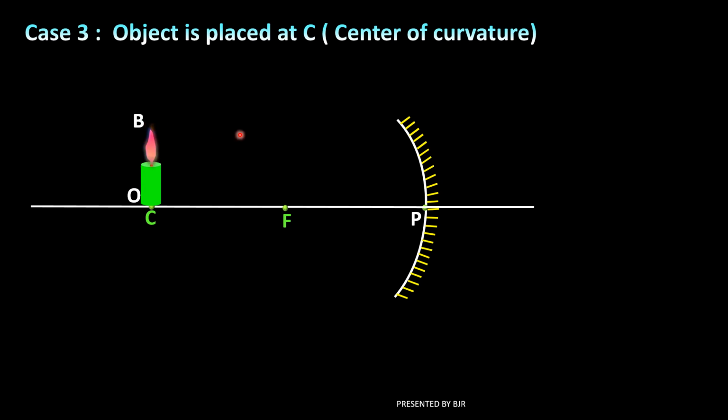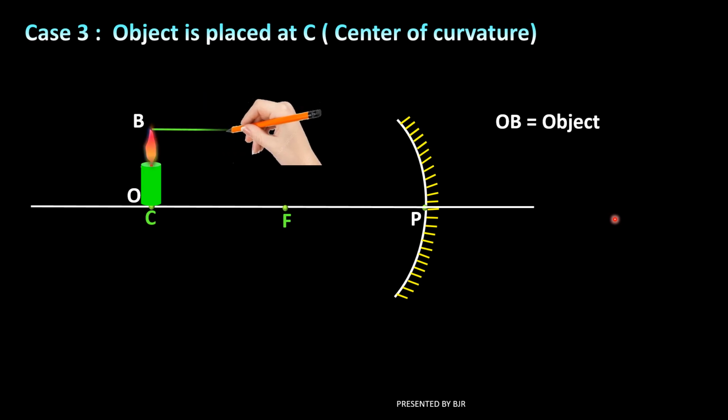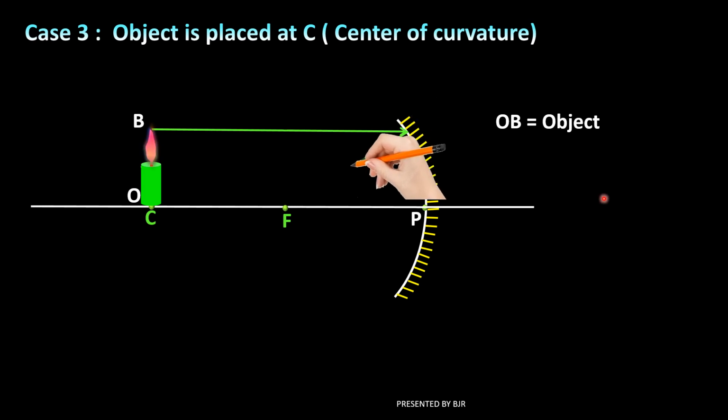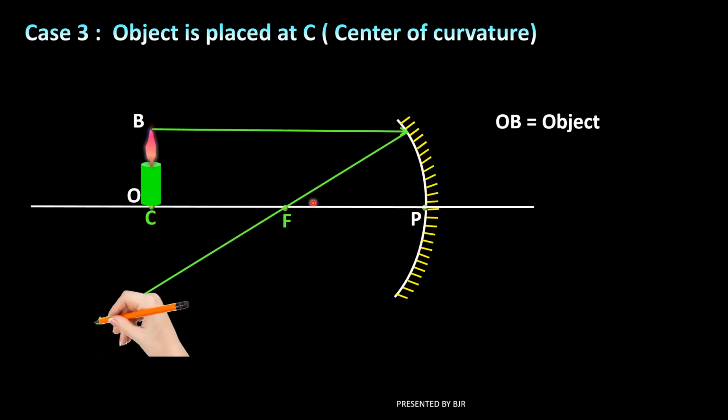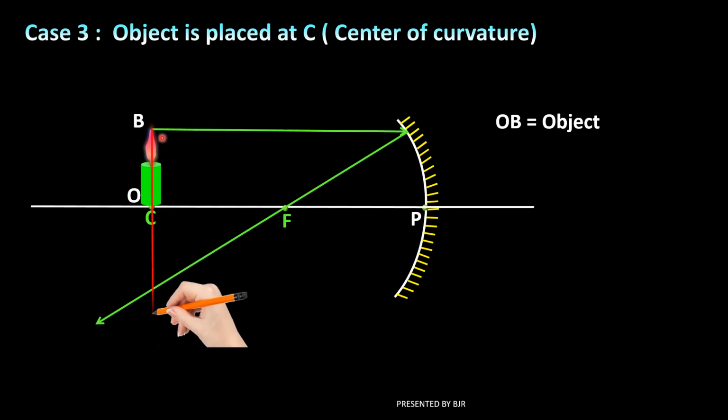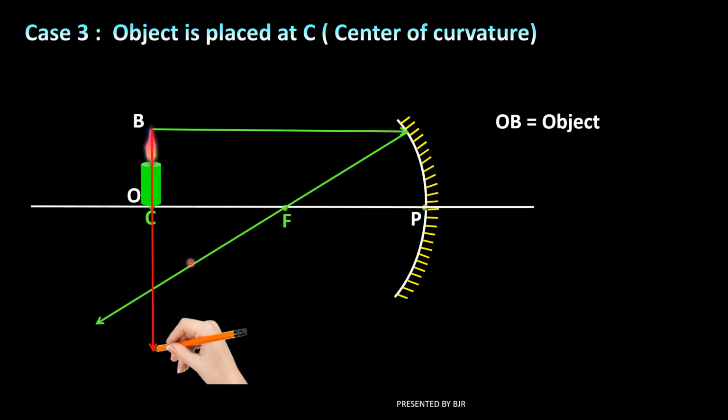So let us draw the first ray. OB is the object. Ray 1 gets reflected there, here, and it will pass through the focal point. That's all. Next, draw the second ray directly from point B through C. That will serve as the reflected ray only. This is the second reflected ray directly I am drawing, and these two reflected rays are intersecting, and here the image will be formed. Ray 2, this is the image.